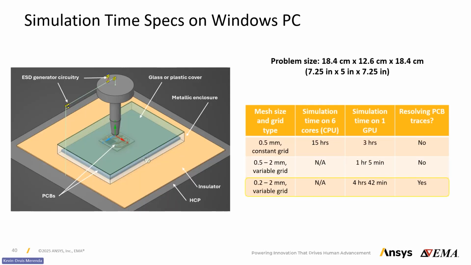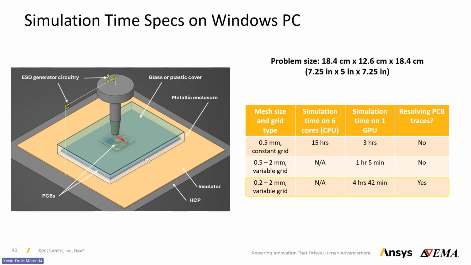So 0.2 millimeters is a very small mesh. So how do we solve this problem? Well, we have variable grid, which allows us to create a smaller mesh around the PCB. We also have GPU acceleration. The ESD gun, you can't get away from it if you want to get the proper waveform. So we have to be able to mesh the components on the PCB, the layers, the separation between the traces, as well as the gun itself.